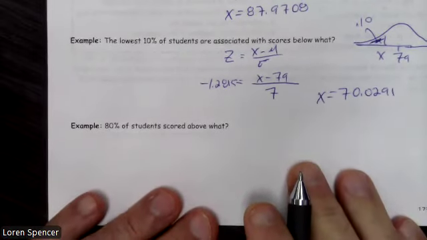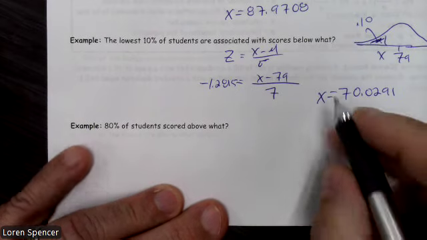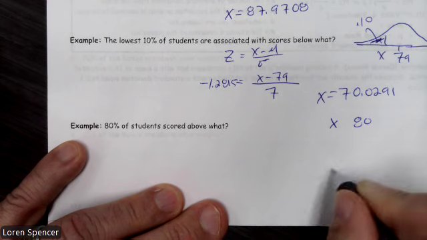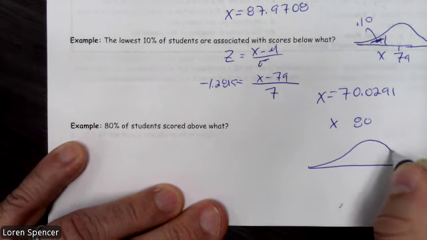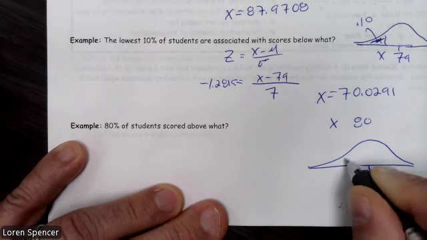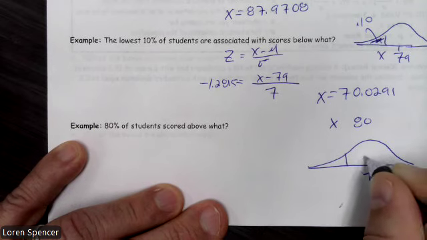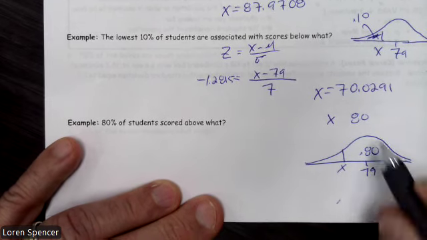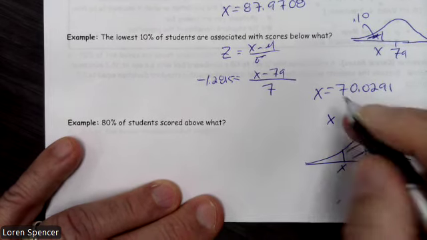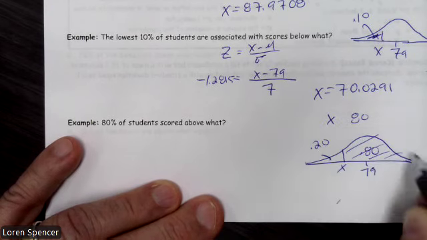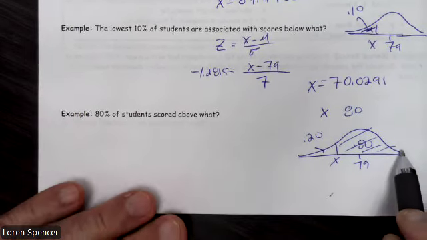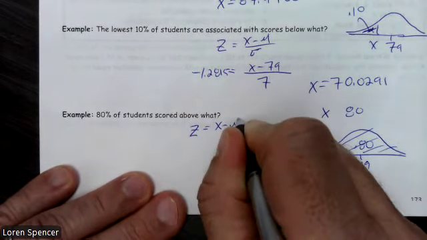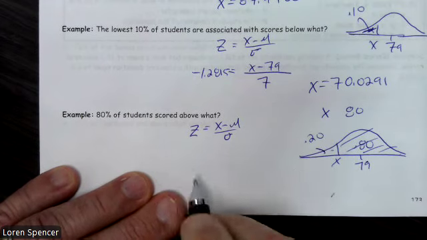Finally, 80% of the students scored above what? So this is a confusing phrase. So X, 80 is above it. This is 79. 80 is coming above it. So I need over halfway. And that's the X value I'm looking for. And I'm looking for this 80%. So I can come from the left at 20% or from the right at 80%. I'm going to come from the right because that's what they phrase in the question. Z equals X minus mu over sigma.